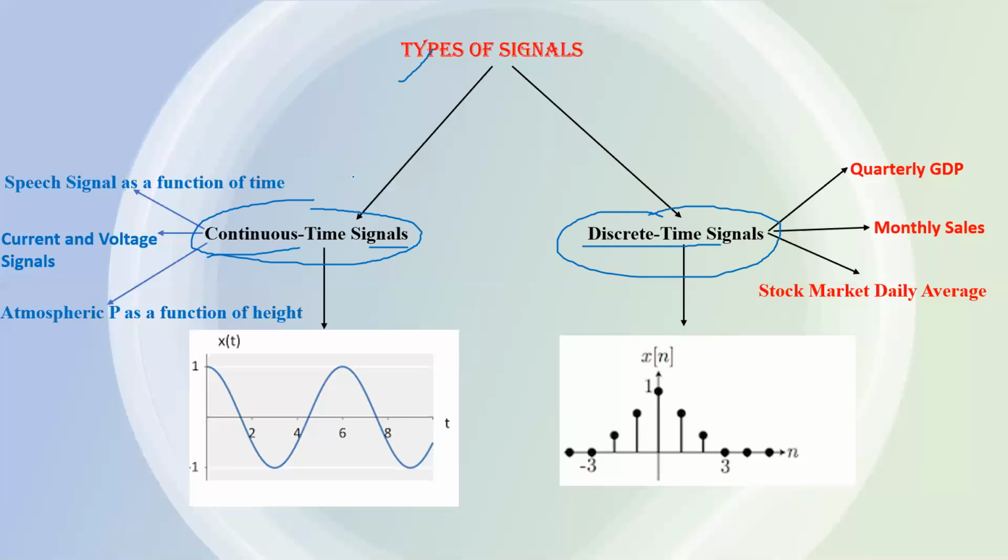Continuous time signal. What is a continuous time signal? The signal whose strength, whose amplitude can be defined for each and every instant of time. Means the signal whose amplitude, whose strength can be obtained. If the amplitude or strength of the signal can be obtained at each and every value of time, then that type of signal is called a continuous time signal.